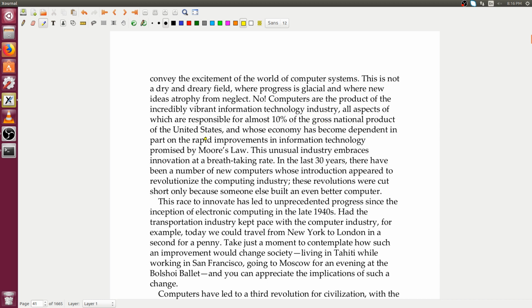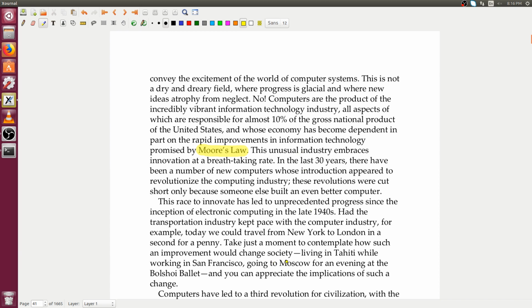We're an economy that has become dependent in part on the rapid improvements in information technology promised by Moore's Law. And we'll go into Moore's Law in a minute. This unusual industry embraces innovation at a breathtaking rate. And we're going to see with Moore's Law how amazing computers are.